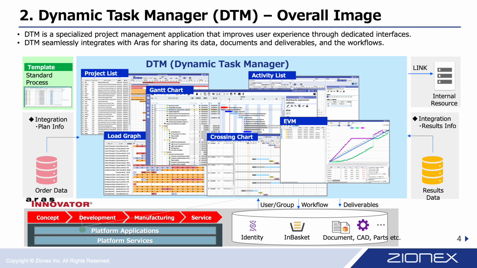Furthermore, DTM offers customization options for integrating planning and actual results data, which can include ordered data from your core system or actual results data. Additionally, URL information can be registered if the deliverable isn't stored in Aras but is accessible through a URL, such as SharePoint. This adaptability ensures DTM can effectively meet your project management needs by accommodating various data sources and storage locations.